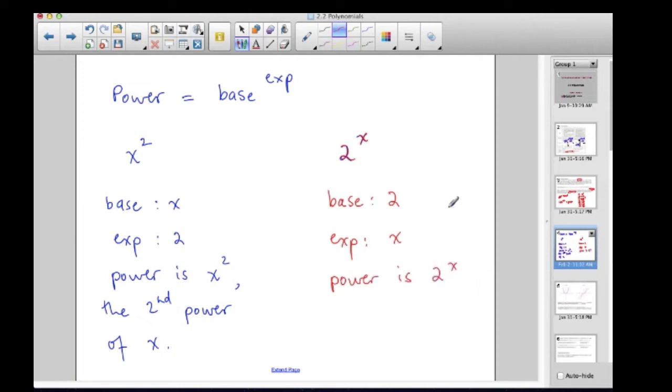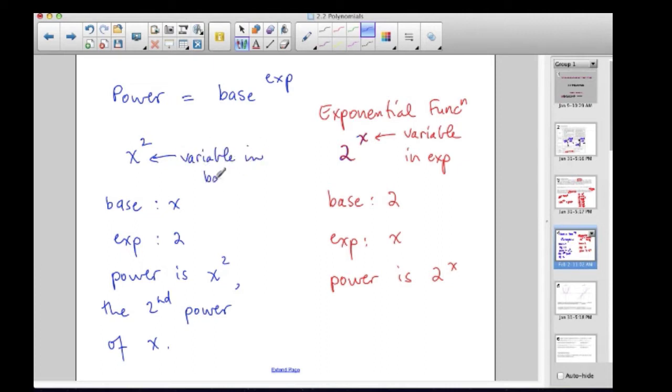The difference is when the variable is in the exponent, we call this an exponential function. And when the variable is in the base, these are the functions that we call power functions. Yes, it's correct that 2 to the x is a power, but we don't refer to it as a power function because the variable in the exponent means that we're going to call it an exponential function.